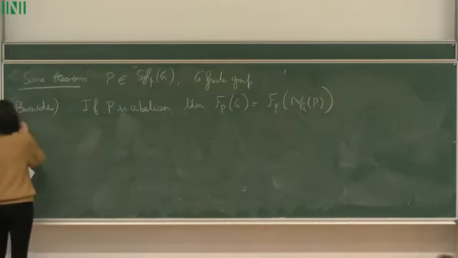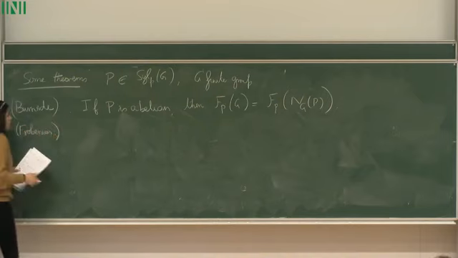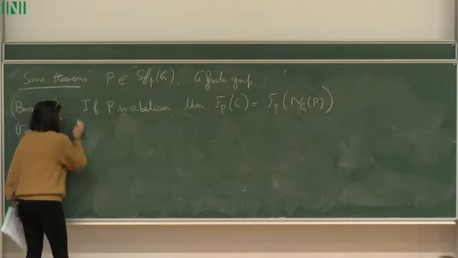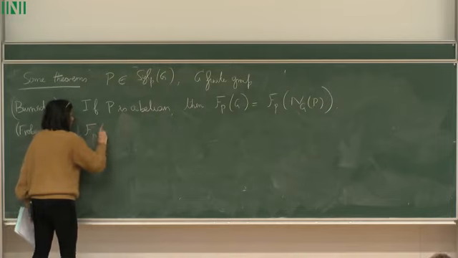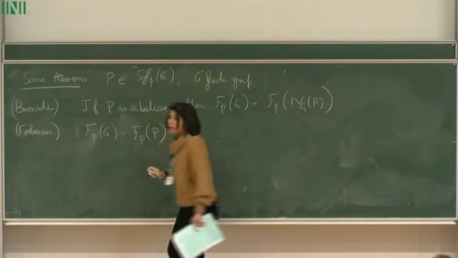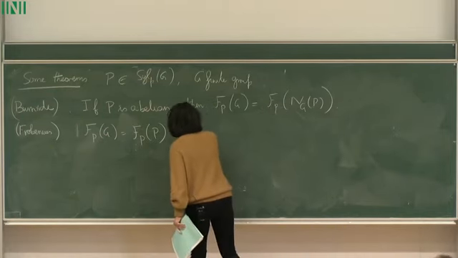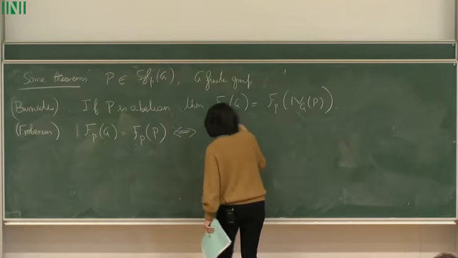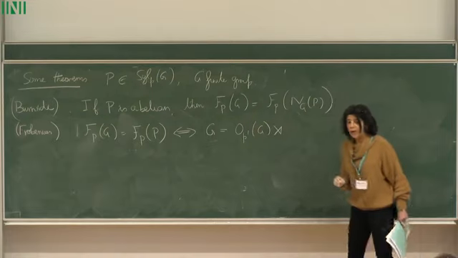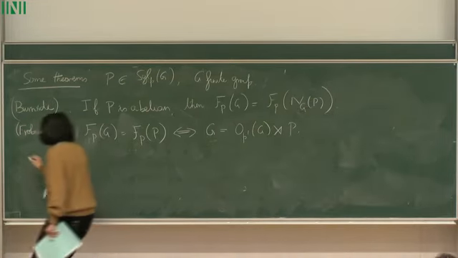Then the Frobenius normal p-complement theorem says that F_P(G) is the same as F_P(P) if and only if G has a normal p-complement. So that is saying that G is a semi-direct product of O_p'(G) with P.